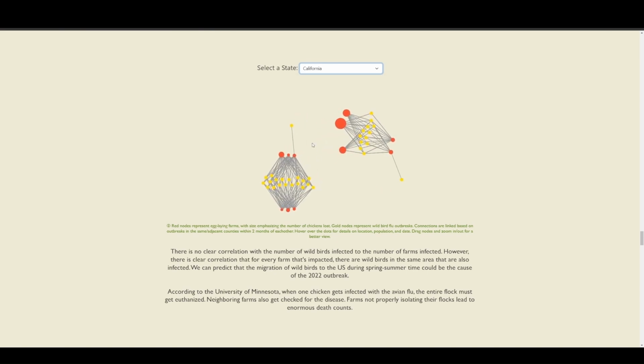The connections between farm and wild bird nodes were linked based on two conditions. Wild outbreaks had to have taken place in the same or adjacent counties, and also they had to be formed within at least 2 months of each other.